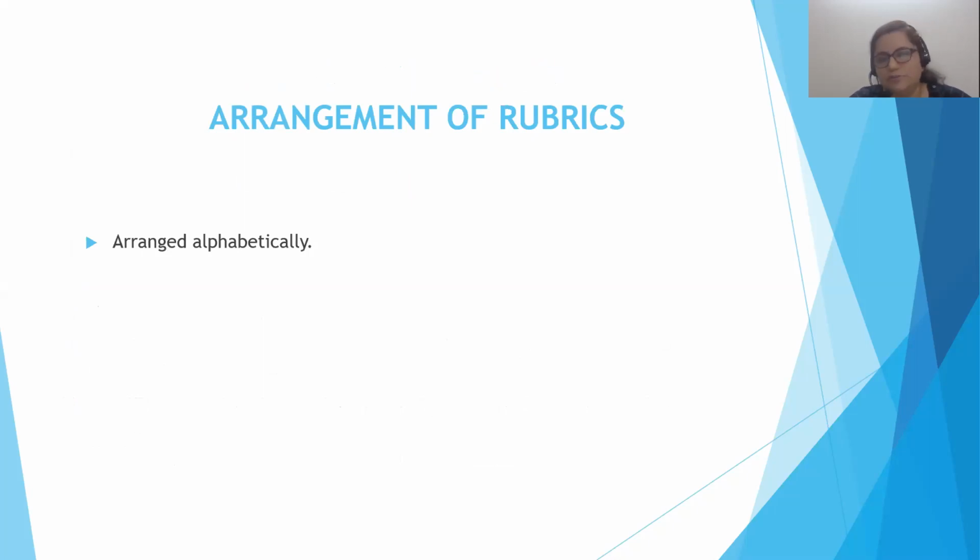Now, I would request you all to have a look at the repertory and have a look at the way the rubrics are arranged. I'm trying to explain it to you, but you'll understand it much better when you have a repertory book with you. Always keep a repertory book in the class of repertory. You all know that is the rule of the class. Never come to the repertory class without a repertory.